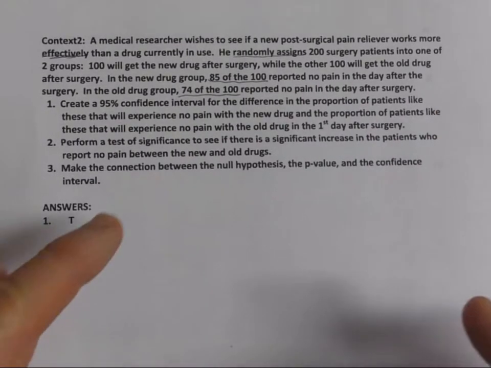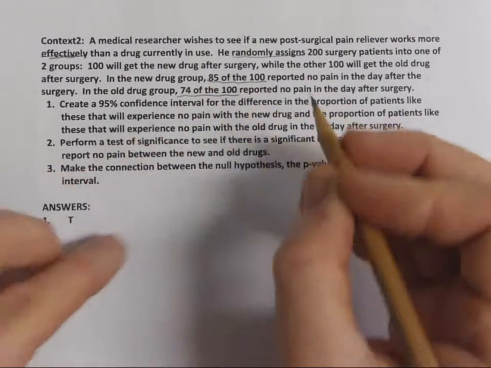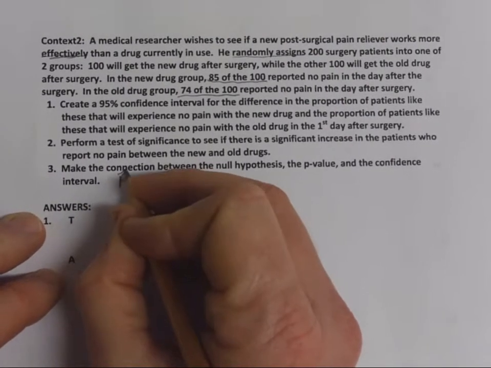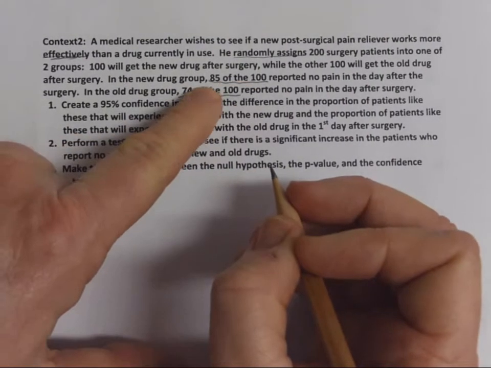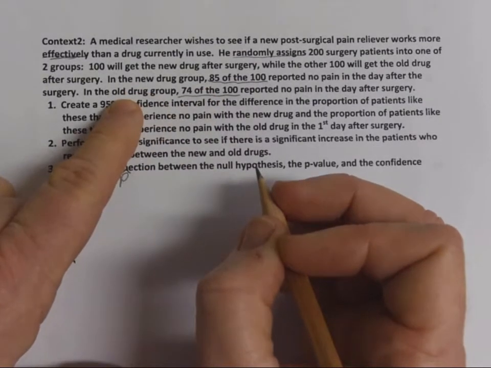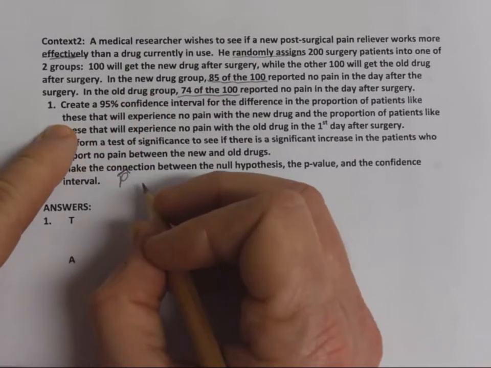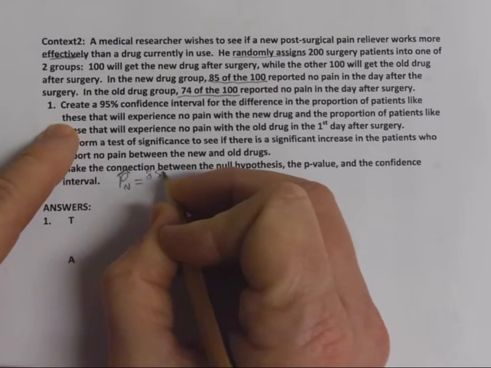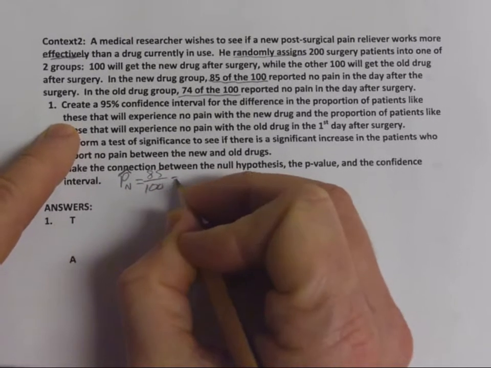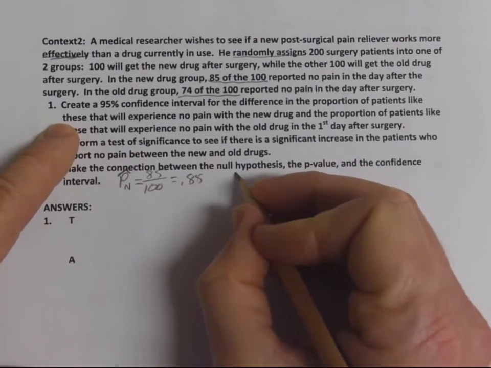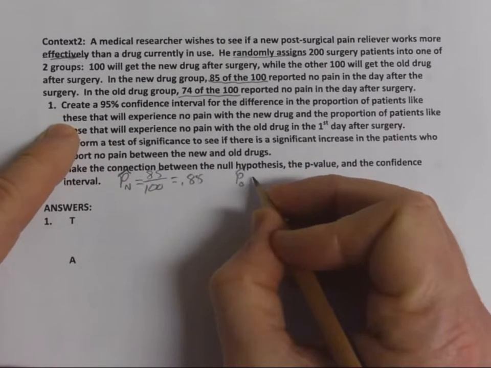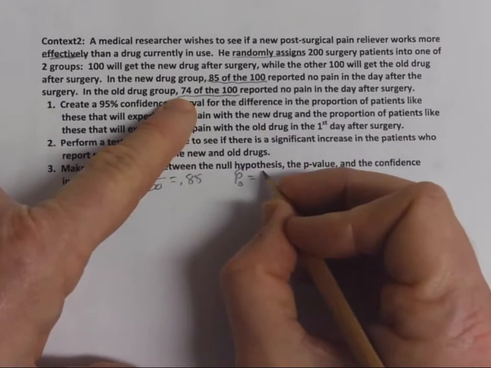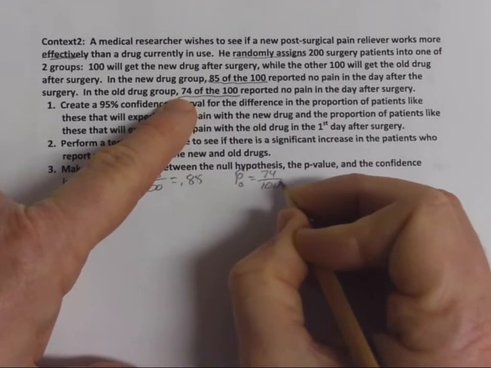So the premise of what's going on is, in the new group, I'll call my sample proportion for the new drug group p hat sub new, and then for the old drug group, p hat sub old. You could call these 1 and 2 if you want, but I like using letters so I don't get them mixed up later on. So for the new group, 85 out of 100, that p hat is 0.85. And for the old group, 74 out of 100, that's 0.74.